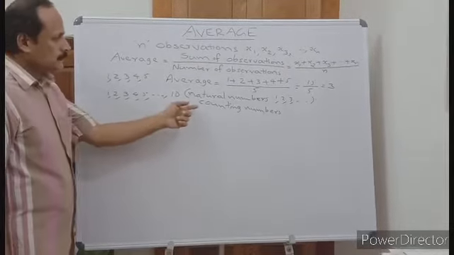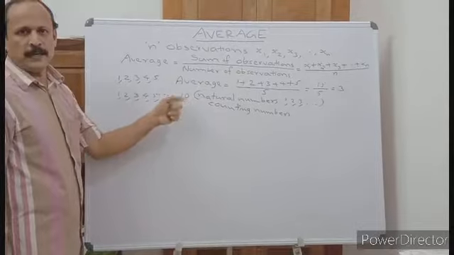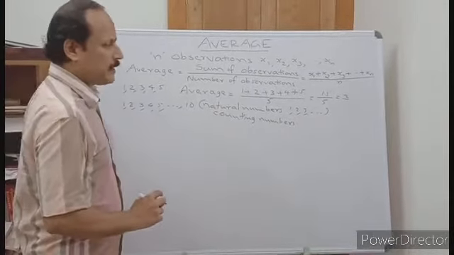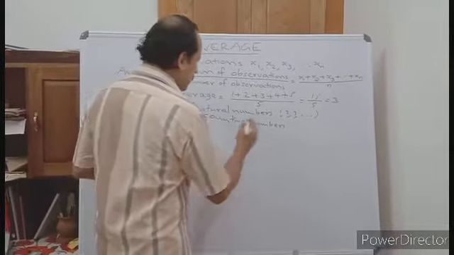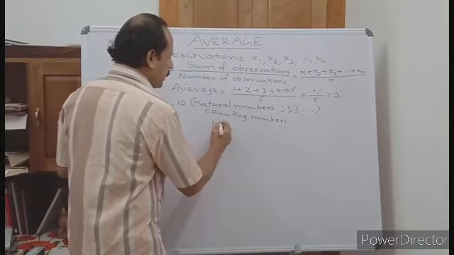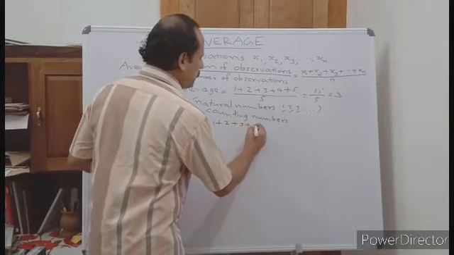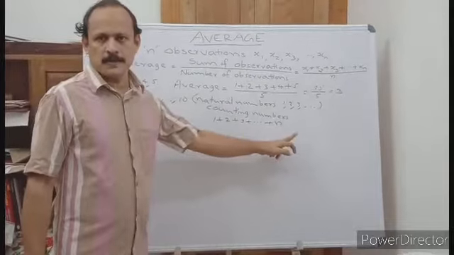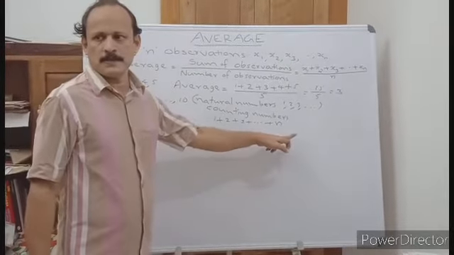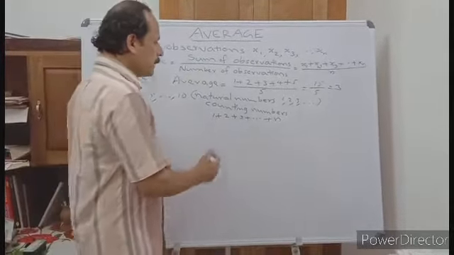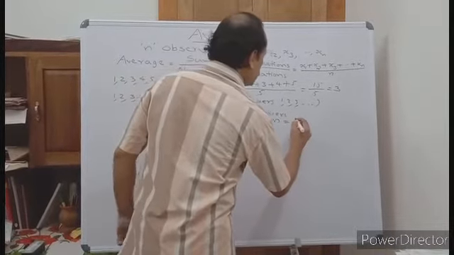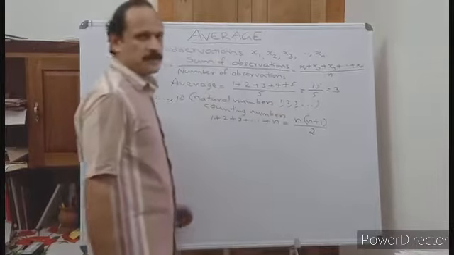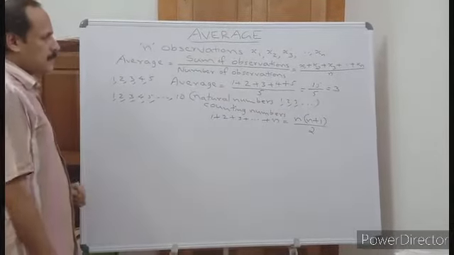Before finding the average of these numbers, there is a formula to find the sum of the first n natural numbers, that is 1 plus 2 plus 3 plus etc. plus n. These are the first n natural numbers, and their sum equals n into n plus 1 divided by 2. This is the formula to find their sum.